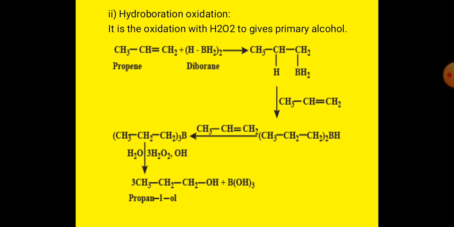And anti-Markovnikov's rule states that when an unsymmetrical alkene is treated with an unsymmetrical reagent, the negative part of the reagent goes to that carbon which contains more number of hydrogen atoms across the double bond of the alkene. This statement is known as anti-Markovnikov's rule. So first, let us understand the example of anti-Markovnikov's rule.